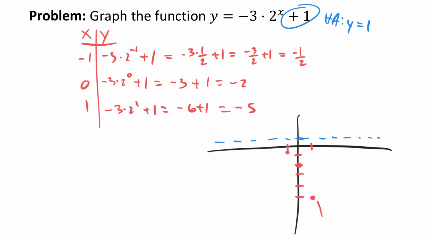And then if we connect the dots, well, we should be good to go. We have our basic exponential shape. Now, obviously, this exponential shape is a little different. Normally, it goes up like this, and this time it goes down. That's because it's been reflected, right? This negative 3 means a vertical reflection, so that's why the graph looks the way it does.